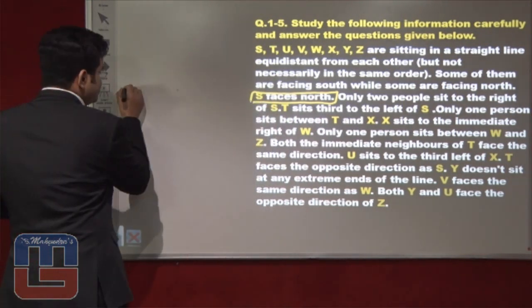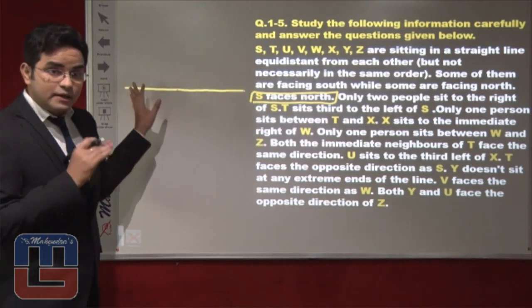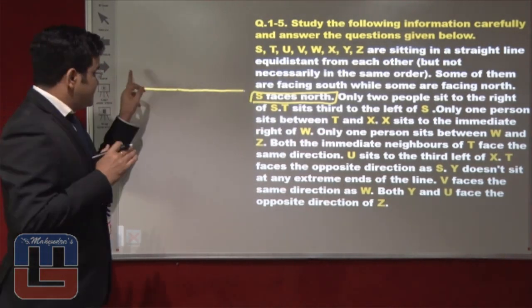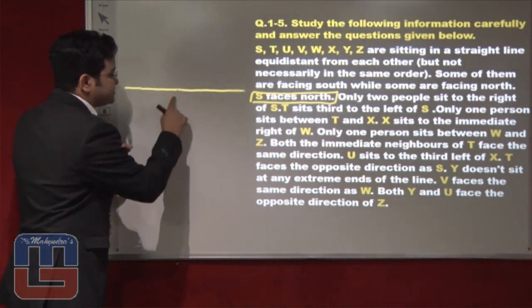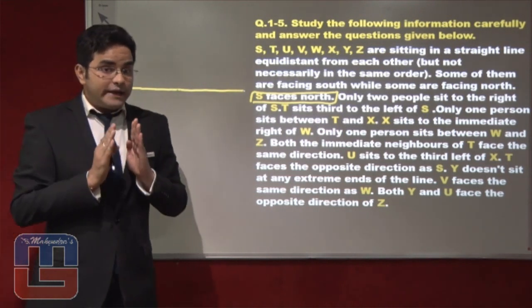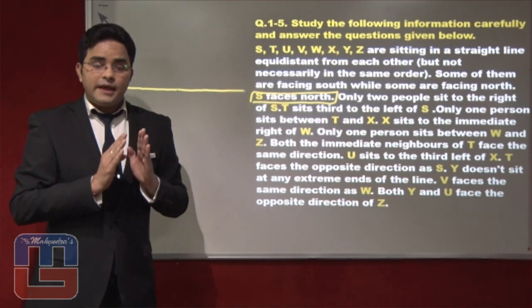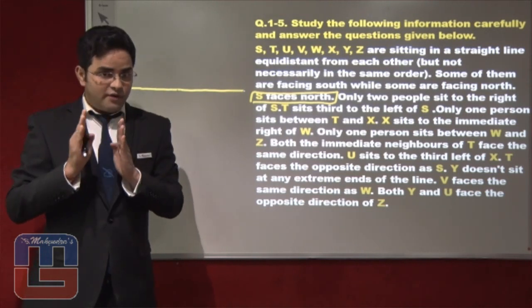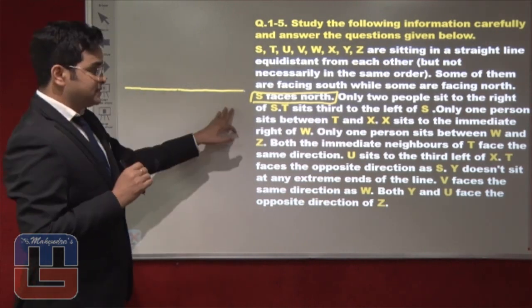One more thing: generally, candidates who get a question of linear setting, with 8 people, draw 8 lines at the same time. Remember, don't draw all 8 lines or places at a time. According to the progression of your question, you can draw the lines. So firstly, S faces the north direction.